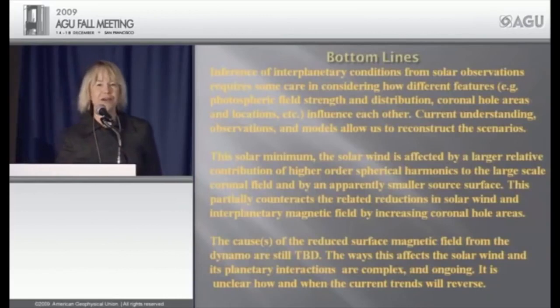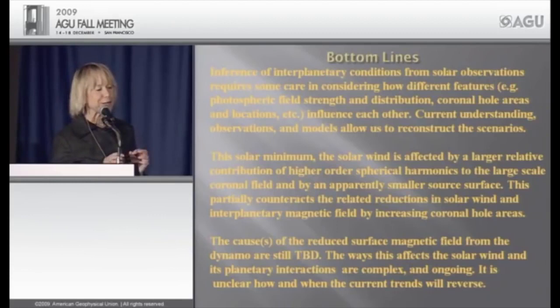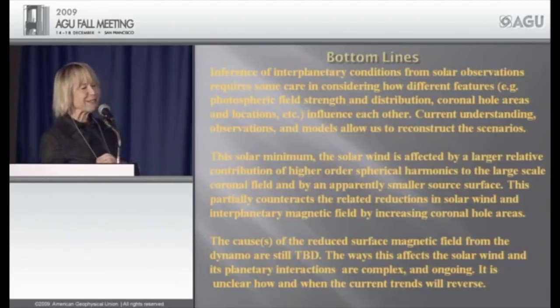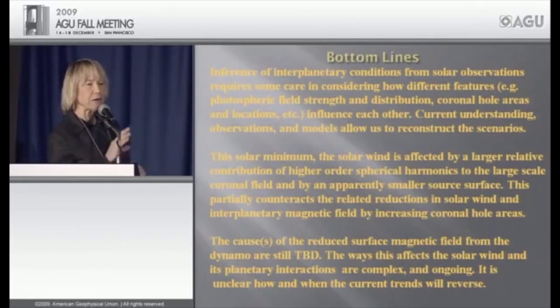So the bottom lines are here, and they essentially repeat what I said. I don't know if I have time to read through these. The inference of interplanetary conditions from solar observations requires some care in considering how different features of the photosphere map out. There are coronal hole area considerations. There are considerations of the locations of the coronal holes and where they are mapping to on the surface, and what kind of flux is contained in those open field regions.